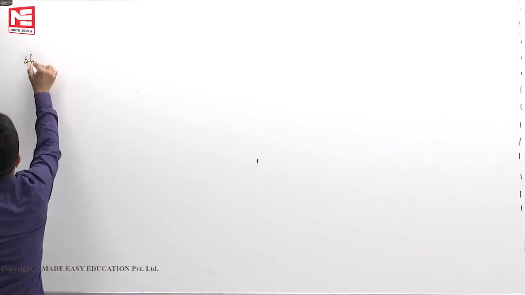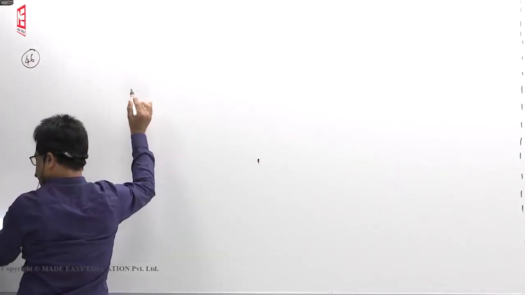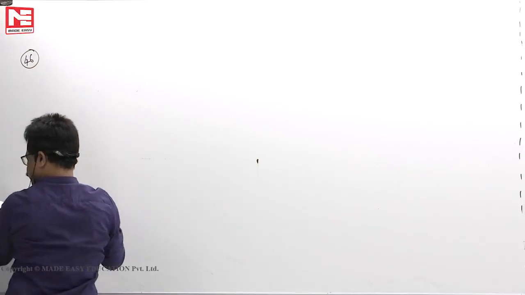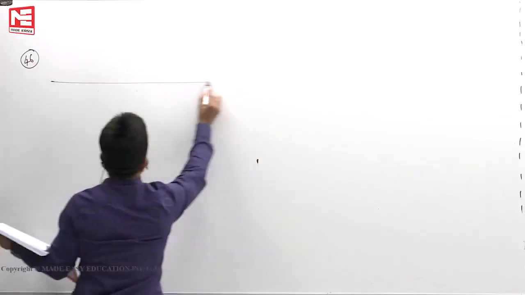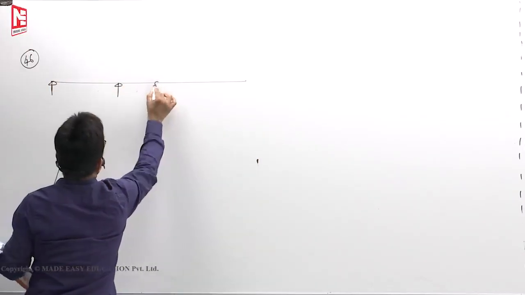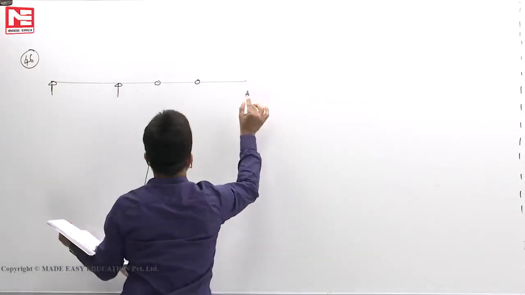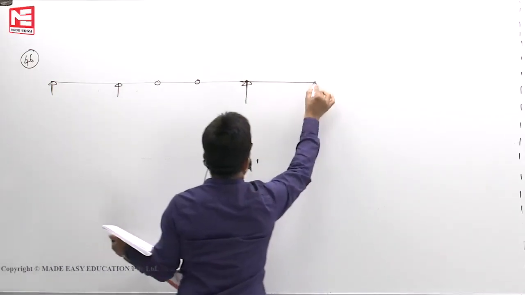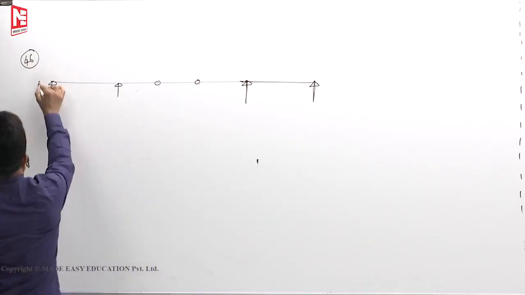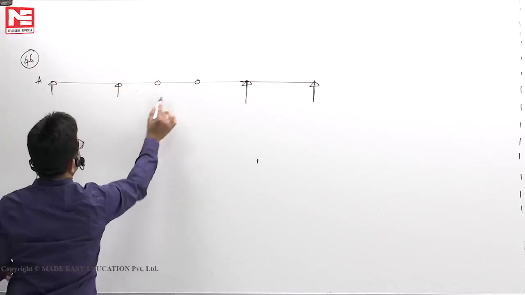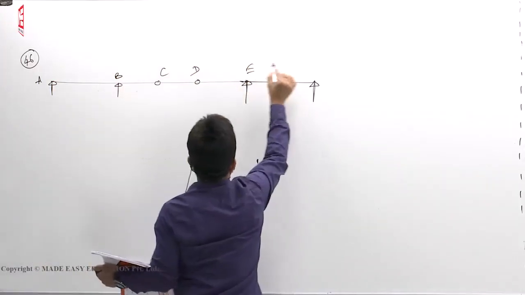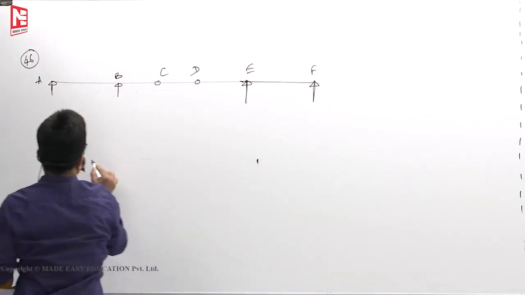Now see, 46th question. Balanced cantilever bridge. Which one of the following corresponds to ILD for VA? One beam is given. Two supports are there. Two internal hinges are there here. One more support. One more support. Okay, let us call this point A. That's it. Right? This is B, C, D, E, F. He is asking ILD for VA.